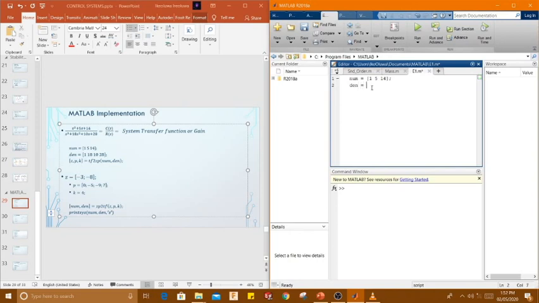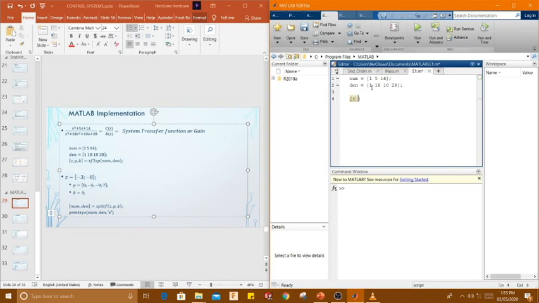So the denominator, what are the coefficients? I have 1s cubed, 18s squared, 10s, and 28. So I'm going to define that also as an array. So we have 1, 18, 10, and 28, with my semicolon.